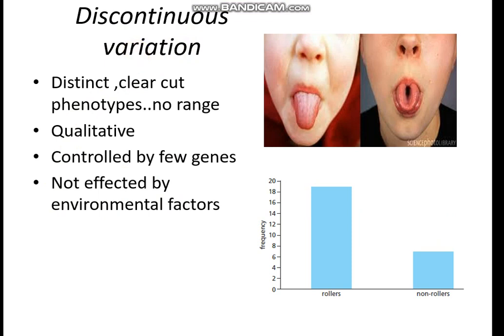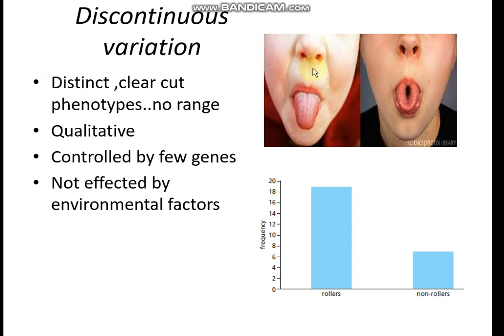Now what a discontinuous variation is, it can be defined in 4 different aspects. The first thing is that there is no intermediate value when it comes to discontinuous variation. They are definite, distinct and clear-cut phenotypes. And what is meant by phenotypes? Phenotype means physical appearance. There is no range, there is no intermediate value. Either a person can have it or a person cannot have it.